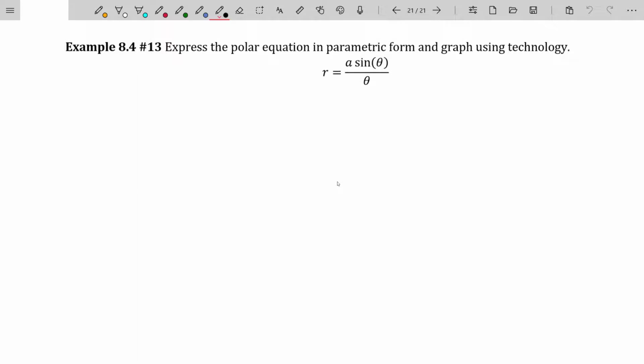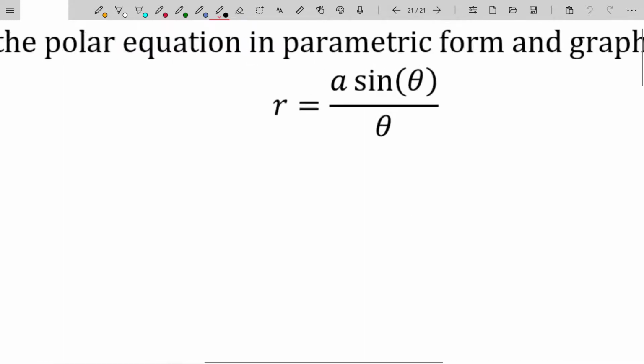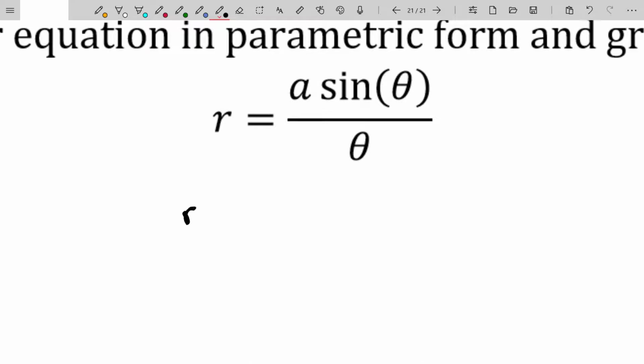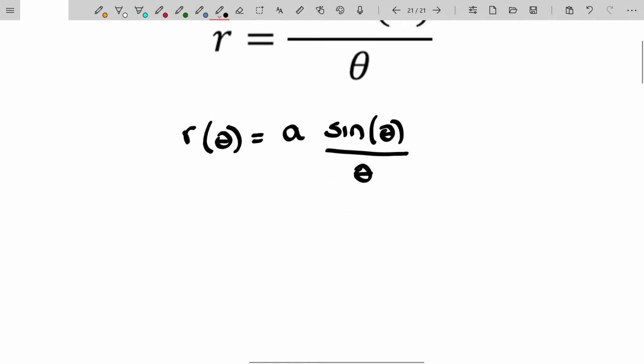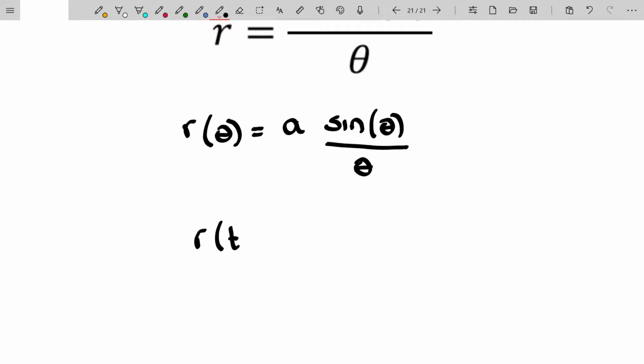Let's just do one last example. We're going to graph r is equal to a sine of theta over theta, but we're going to graph this using the parametric form. This is the polar form right here. So r, notice, is a function of theta, and it's equal to some parameter times the sine of theta over theta. But what I'm going to do is trade out that theta for t's.